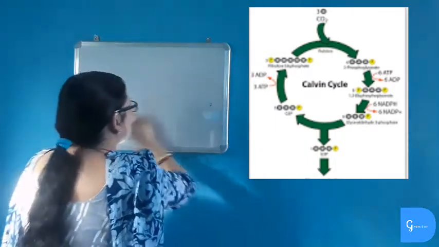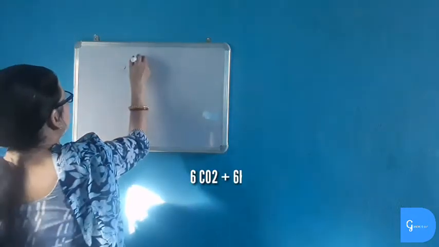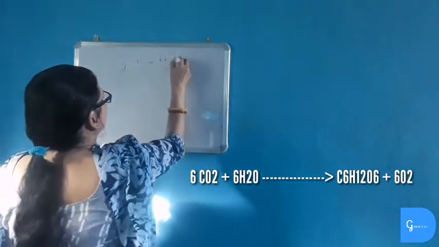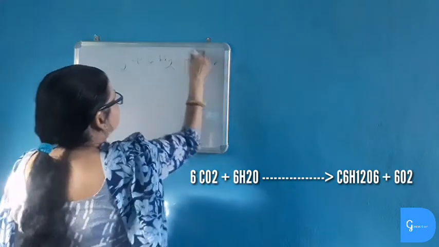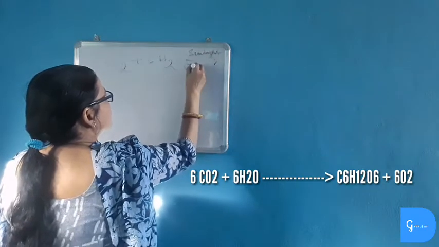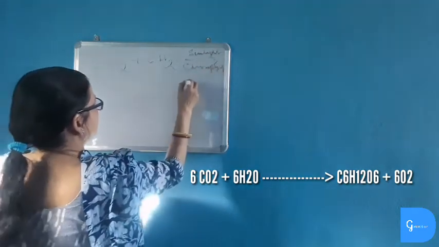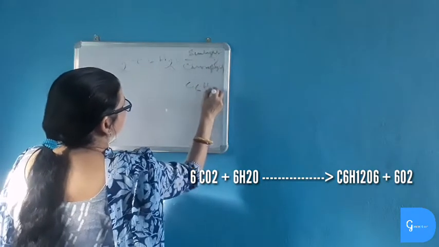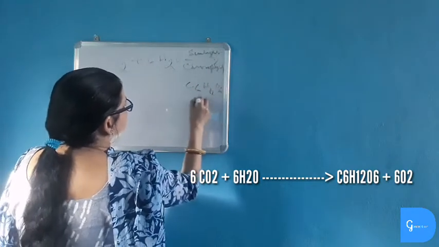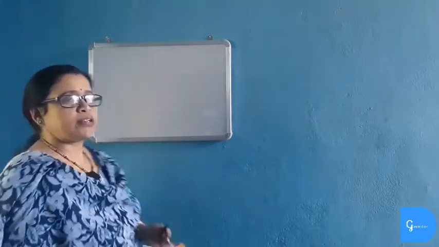Now we can say that the overall reaction of photosynthesis is 6CO2 plus 6H2O, in presence of sunlight and chlorophyll, forms C6H12O6, starch, plus 6O2.